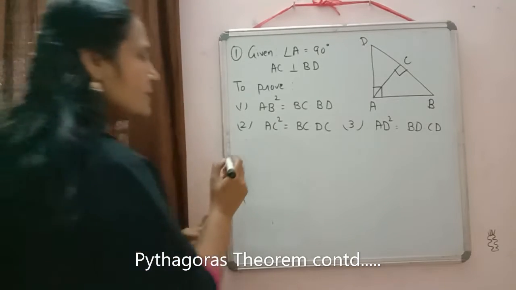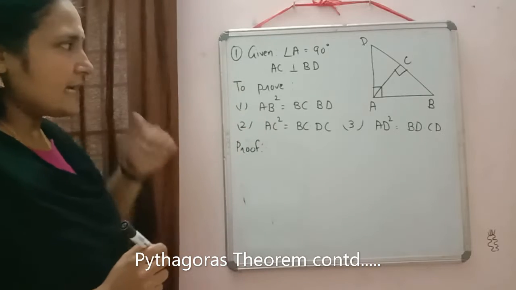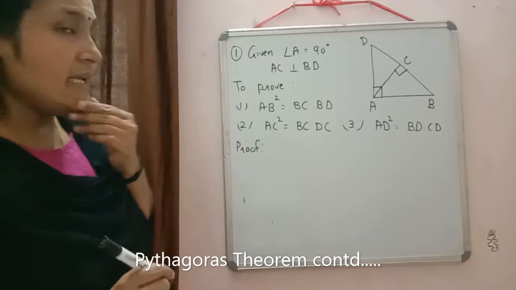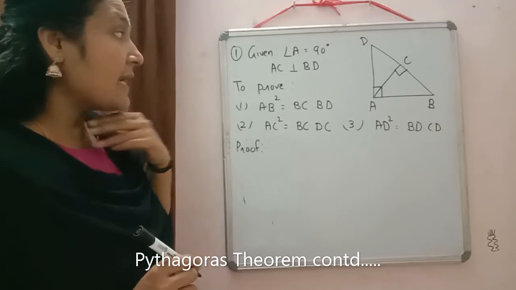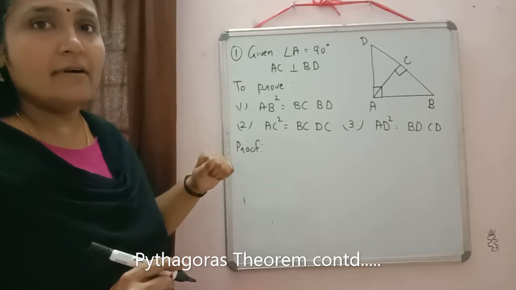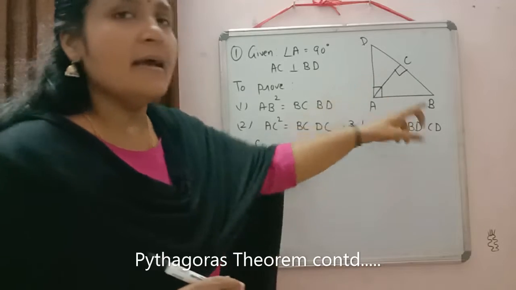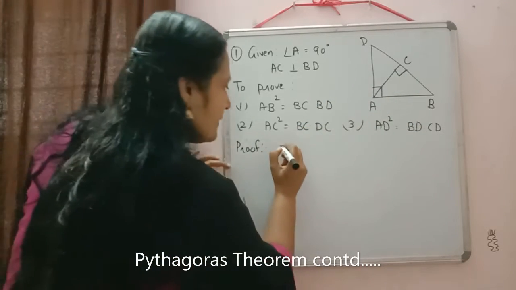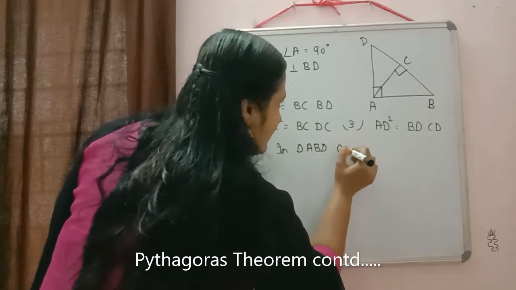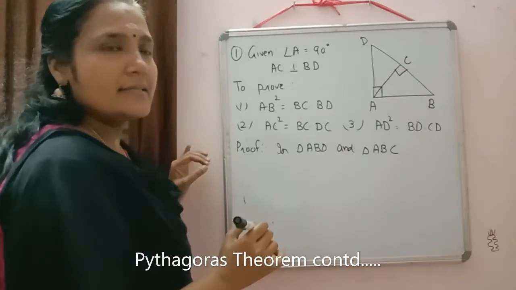So these three things we have to prove. Now we will start the proof. The first one we need is AB square, correct? So we need two triangles in which side AB is coming. What are the two triangles we have? Yes, we have triangle ABD and triangle ABC. So we will write here, in triangle ABD and triangle ABC, just to check whether equal angles are there.